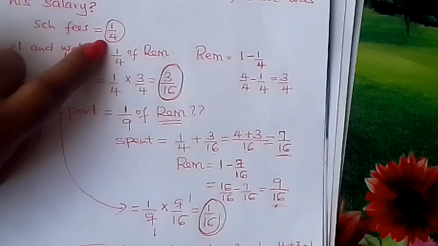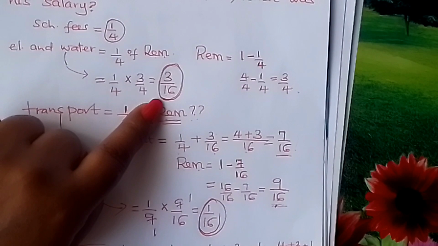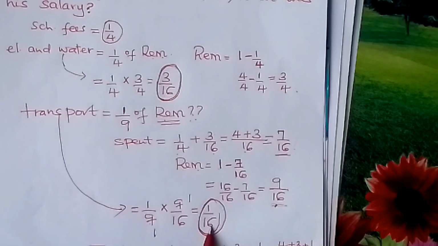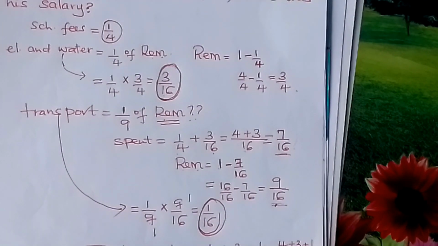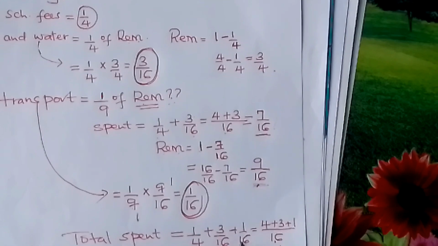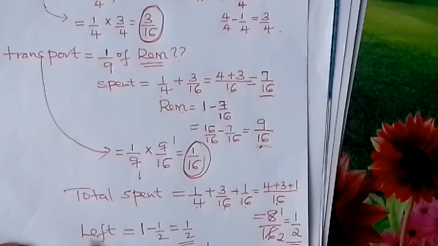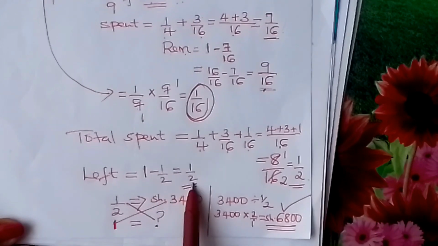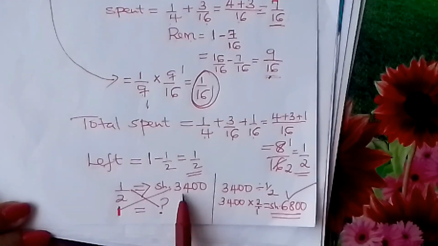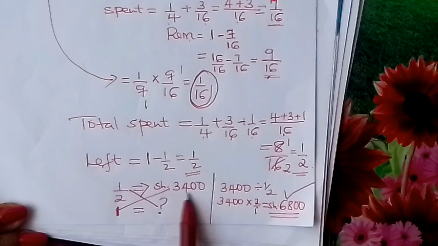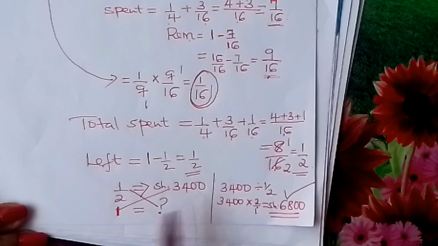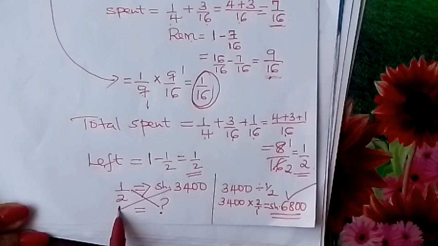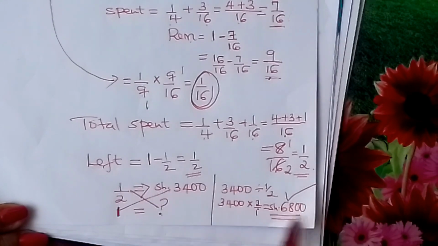So he has spent a quarter on fees, 3/16 on electricity and water, and 1/16 on transport, learner. So what is the total amount of money spent? You add the 3 fractions, you get a half. So what is left? What is he left with? He's left with a half. 1 minus a half, which is a half. So that half is equivalent, learner, to the amount of money that he's having at the end. So what is his salary represented by 1? What is his salary in shillings? You cross and you get that.